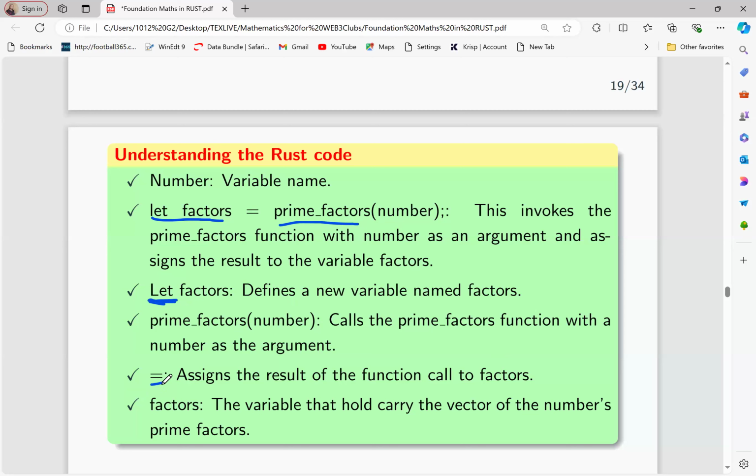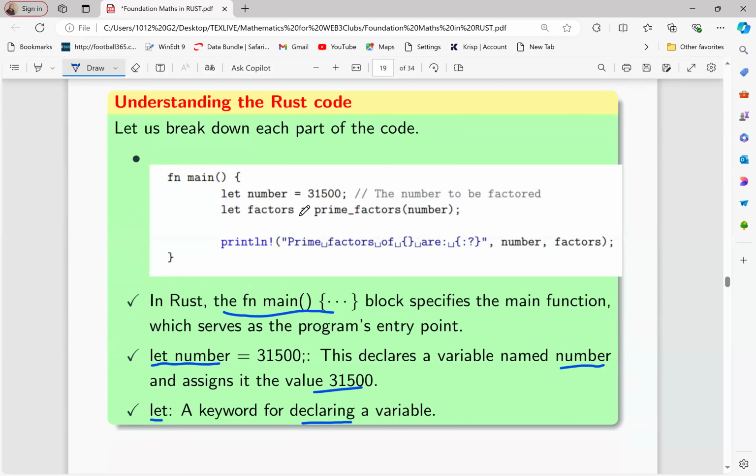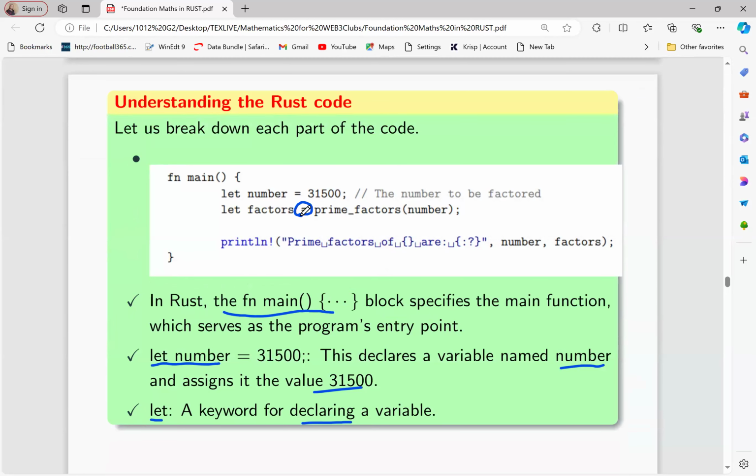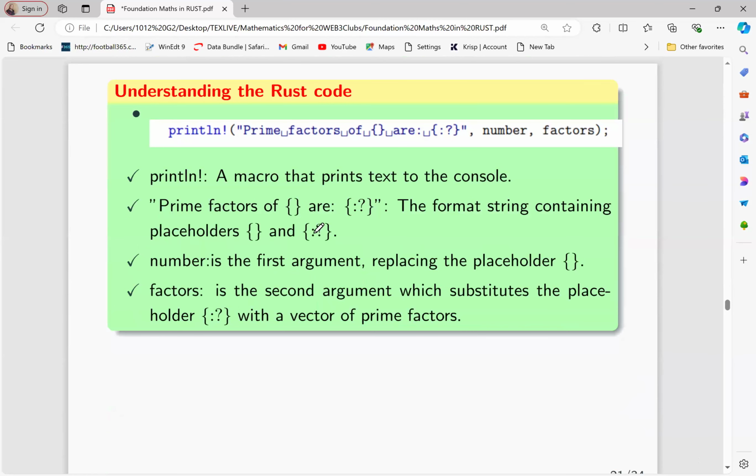Now then we have this that assigns the result of the function. And that result, we shall call it the factors. So these factors, and even the number, they're used here. Now we have the print, and then the first bracket is for the number, and this other bracket is for the factors.